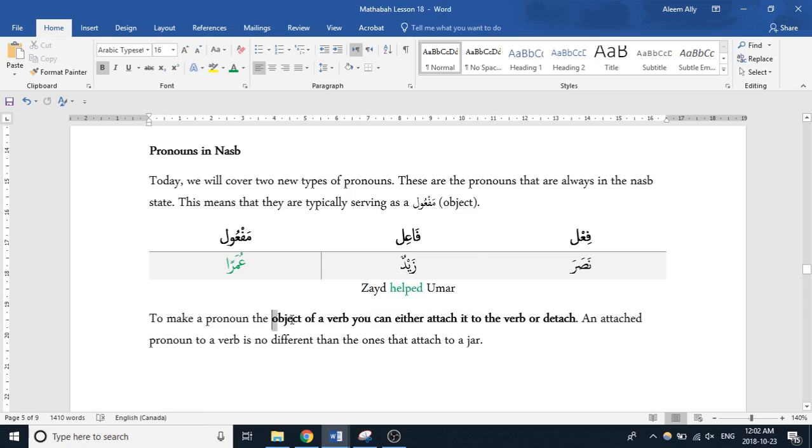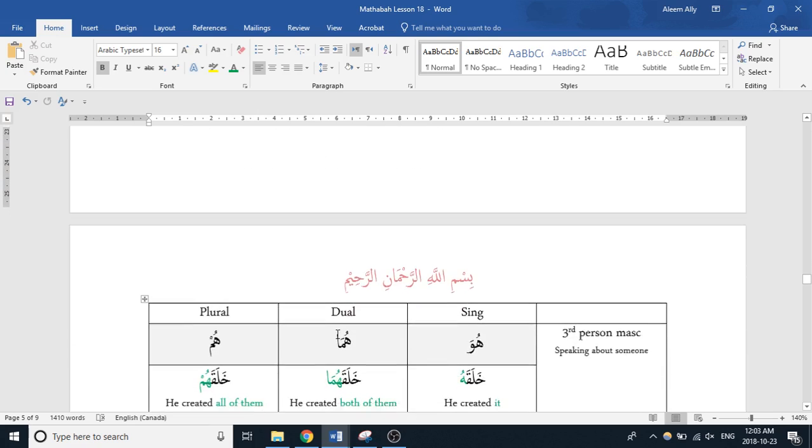So to make a pronoun the object of a verb, you can either attach it to the verb or you can detach it. An attached pronoun to a verb is no different than the ones that attach to a jar, meaning the way that they look. And it's the same thing for a noun too. So let's take a look.